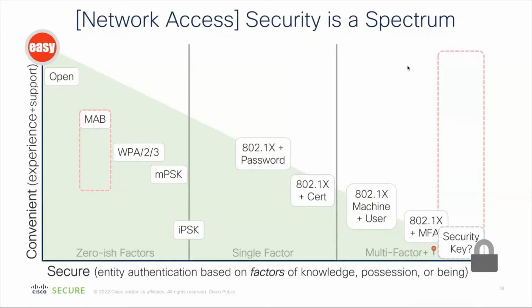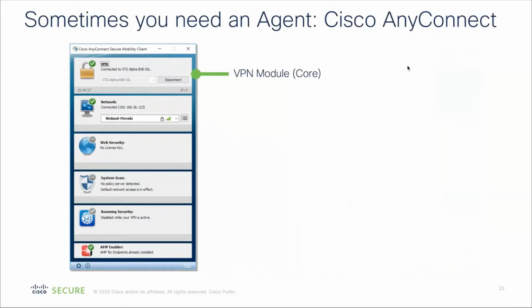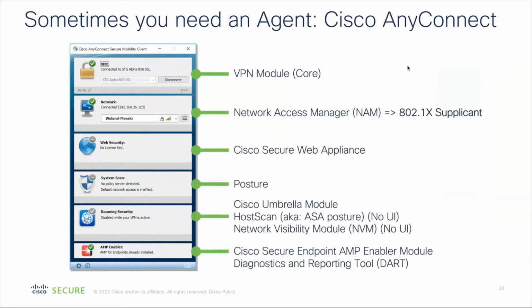So those are your different options when looking at identity-based authentication with 802.1x and MAB and different things. So to do this, you usually need an agent. It's called a supplicant. That's the fancy word for an agent for 802.1x. So AnyConnect obviously is our VPN software, but it also has something called the Network Access Manager or NAM module built into it. And that is an 802.1x supplicant.